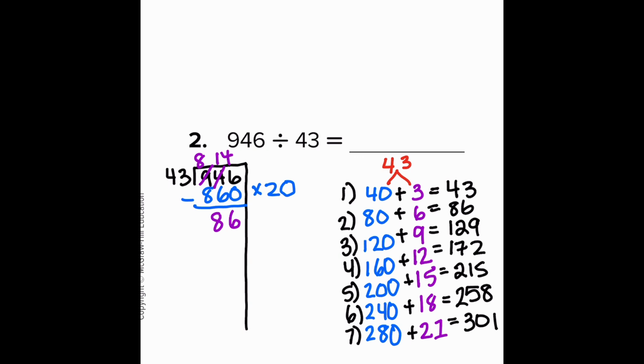Now I'm going to look at my list again, and if you look here, we have a perfect match right there. So I'm going to write my times 2 here, 86, I'm going to subtract, and I get 0. That means I have no remainder. And my answer is going to be 22.